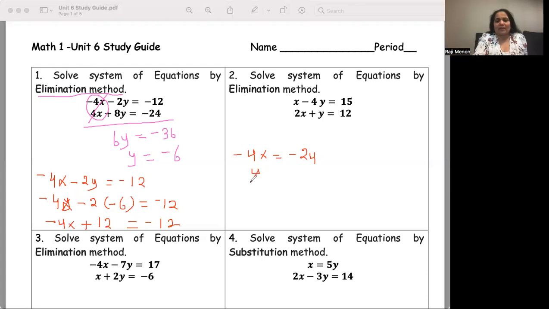So finally, you are solving for your x. Your x will be positive 6. Are we done? No, no, no. You need to write the solution. (6, -6). This is the simplest equation solving.